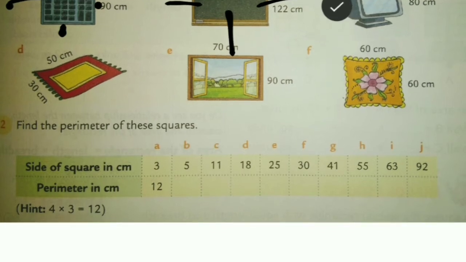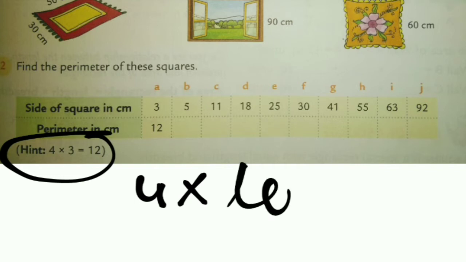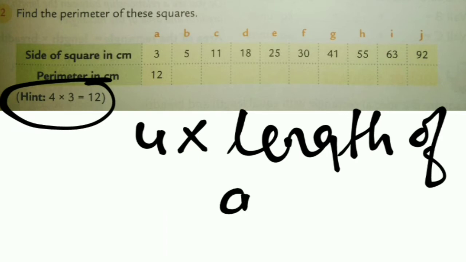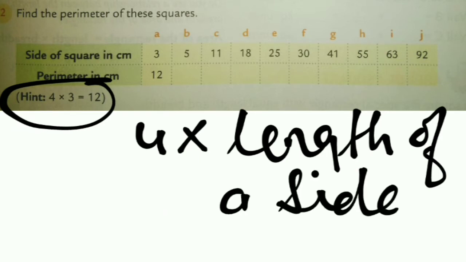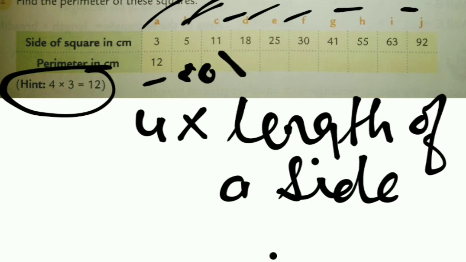Question number 2. Find the perimeter of these squares. So just now, the square formula is 4 into the length of the side. In this one, sides are given. We have to find the perimeter. See, if the first side is 3, the perimeter is 12. Second side is 5, so 5 into 4 is 20. Then 4 into 11 is 44.